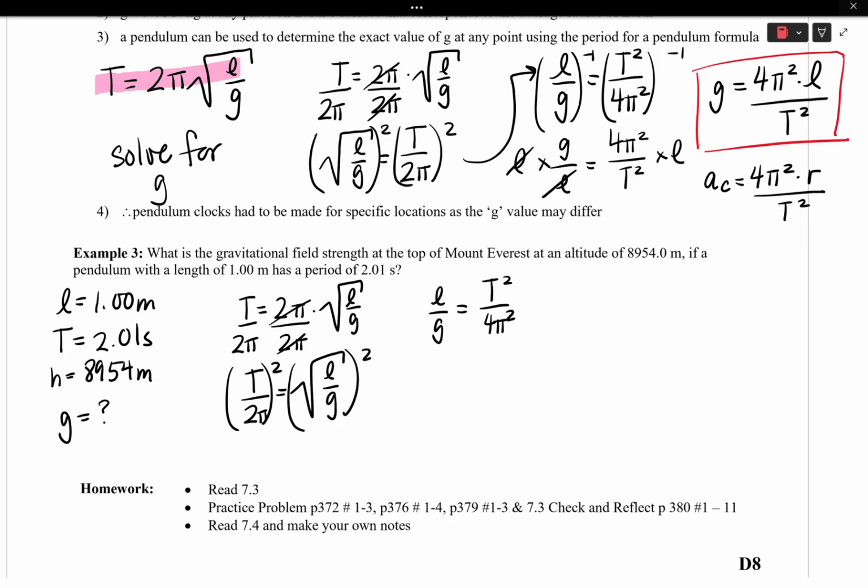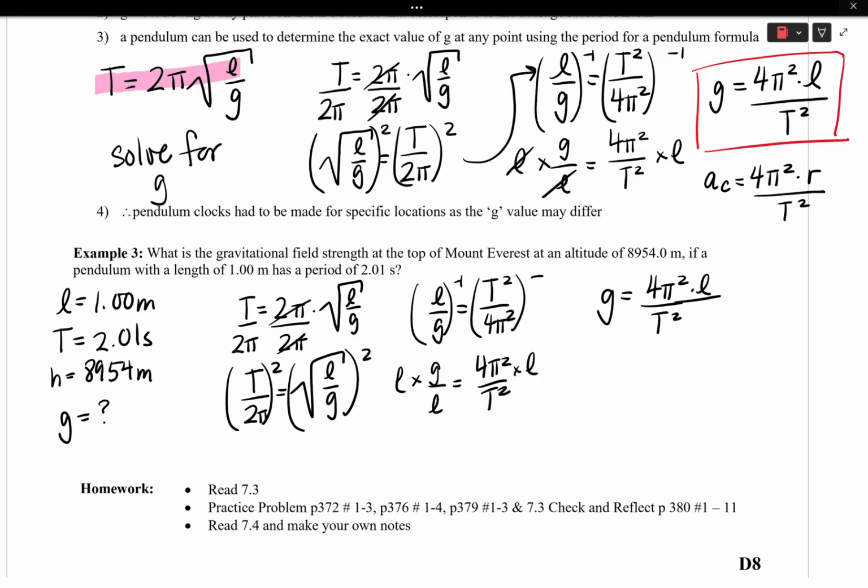And then from there you can take the reciprocal. So it's going to be G over L is going to equal 4 pi squared over T squared. And that's because we took the reciprocal. And then we end up with our final equation. G is 4 pi squared over T squared times L. So multiply both sides by L.